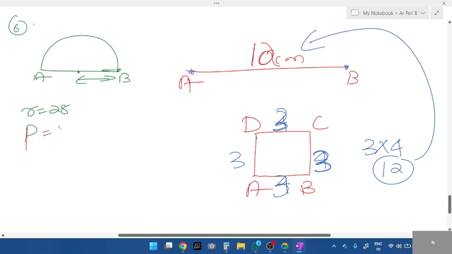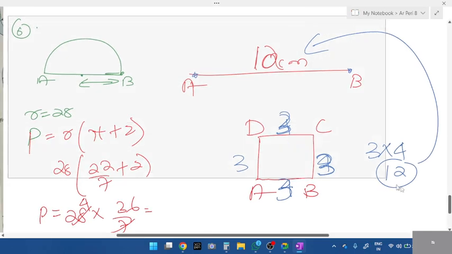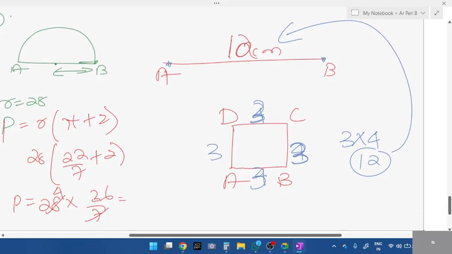Semicircle is given. What is the perimeter? R into pi plus 2. R value is 20. Don't write, look here, concentrate. Pi is 22 by 7, plus 2. 22 by 7, what's the LCM? 36 by 7. What is the perimeter? 36 into 4 is 144. That will be the length of the wire.